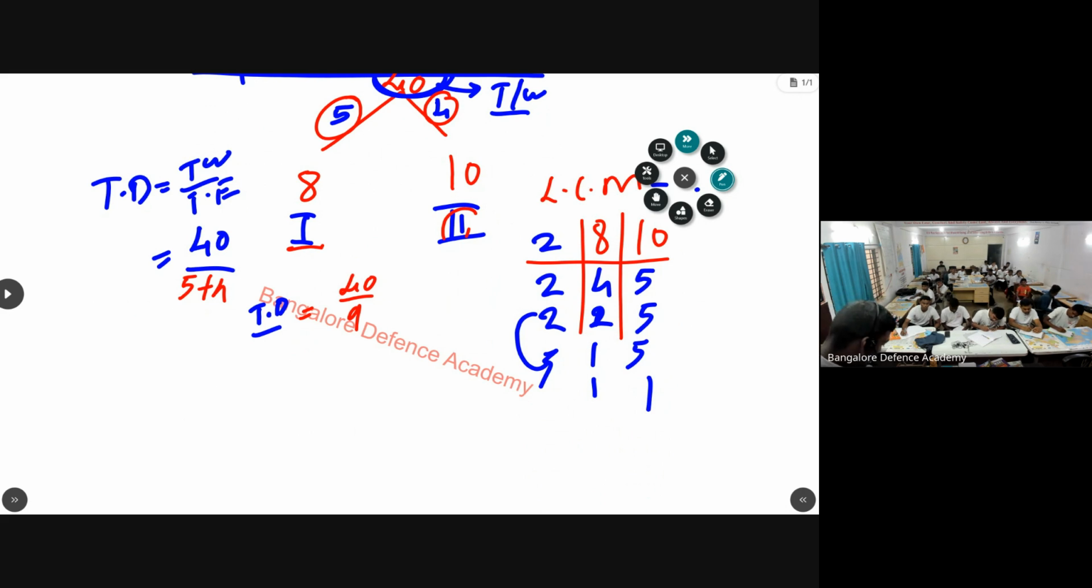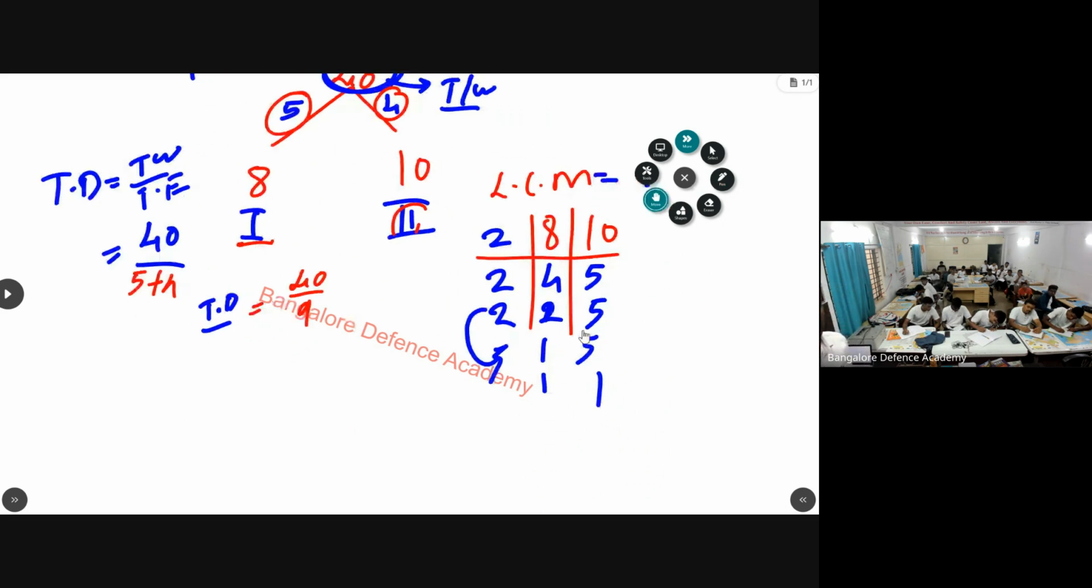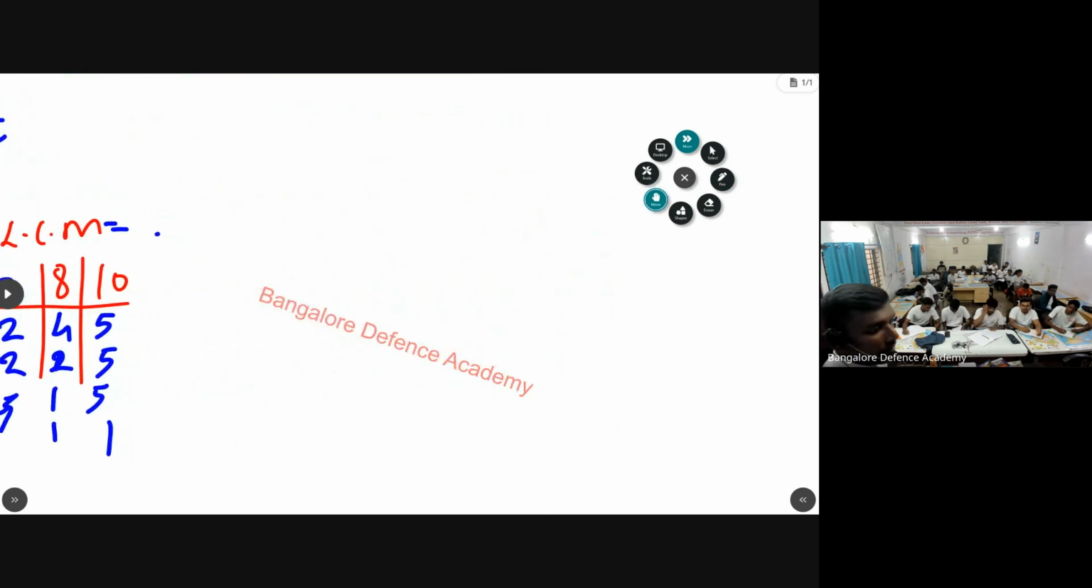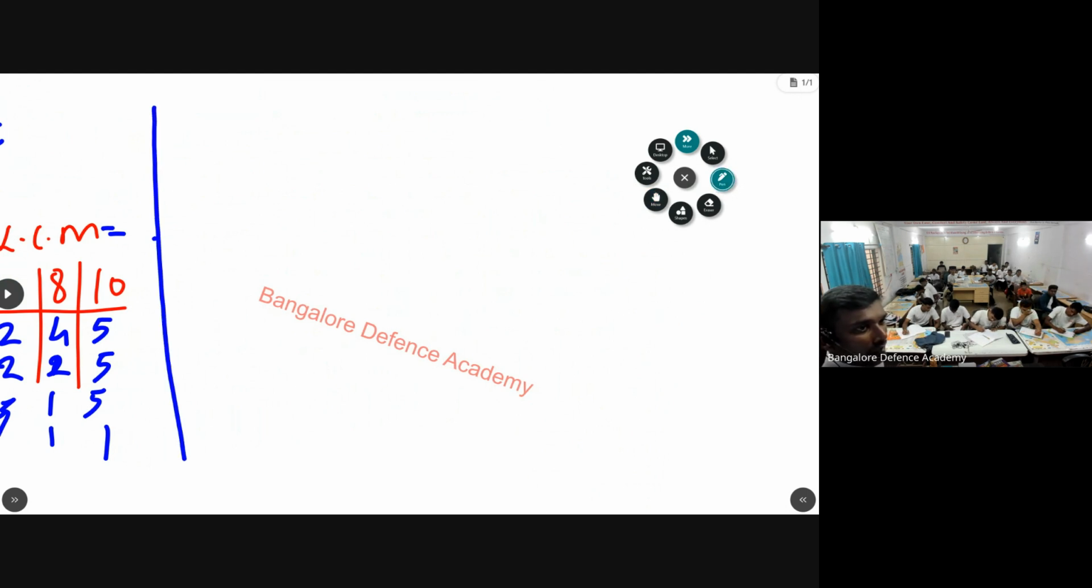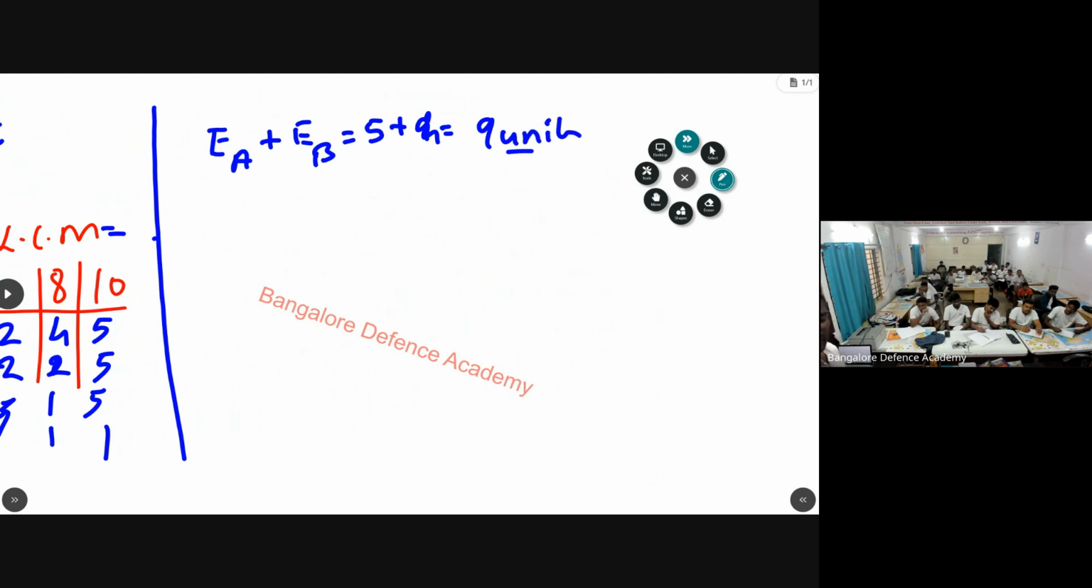Now they are asking, if both the pipes are open at the same time and kept open for 4 hours. Okay, now look at this. They are asking you the pipes are open for how many hours? Now I know the efficiency of A plus efficiency of B. 5 plus 4, how much is it? 9 units. So together they do 9 units of work.